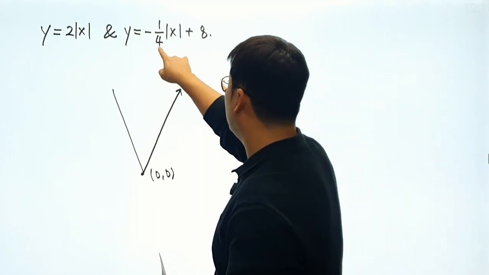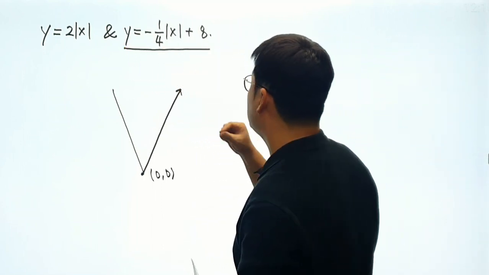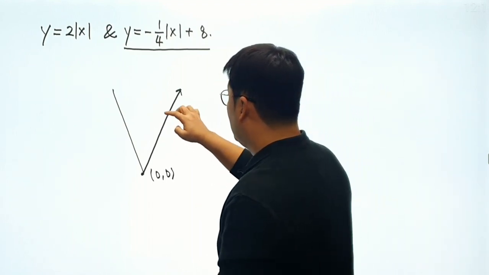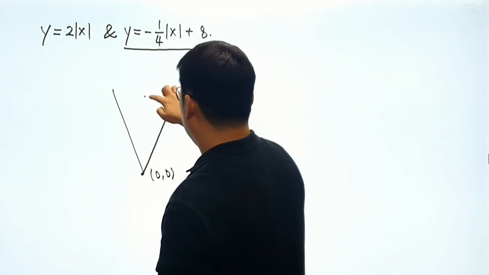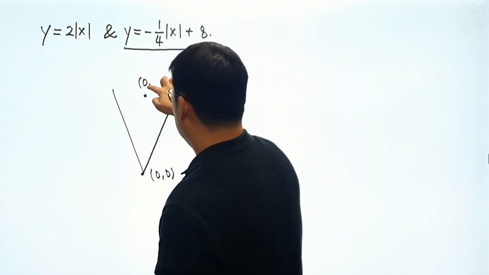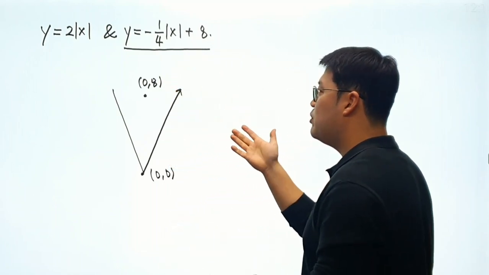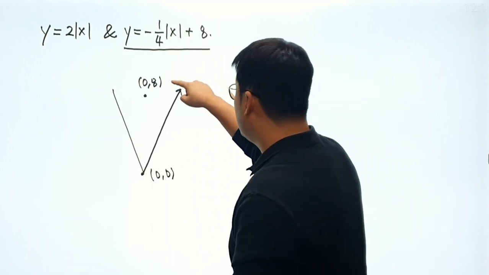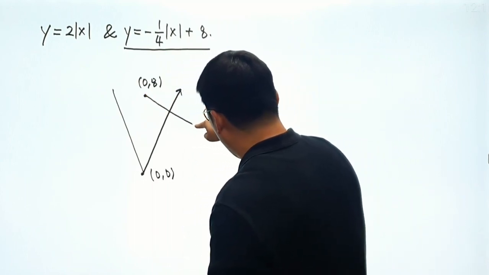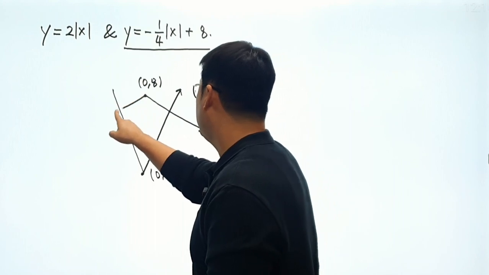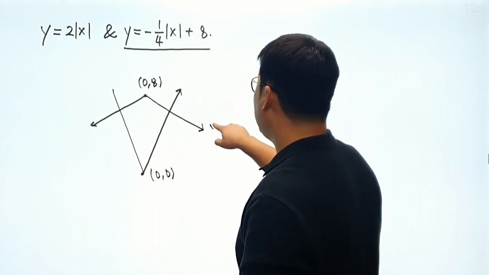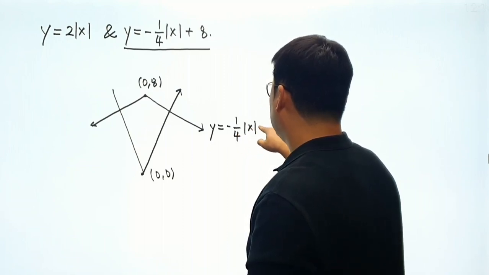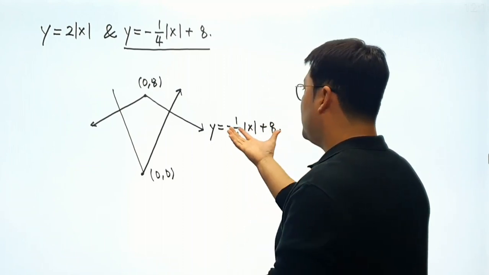So what will happen for the vertex of the other function? Well, the vertex of this function will be 0, 8. So I'm going to highlight 0, 8, and the shape will go like a mountain-shaped figure. It's going to go downward with a slope of 1/4 in each direction. So we got y equals negative 1/4 of the absolute value of x plus 8, and this is what we have found.